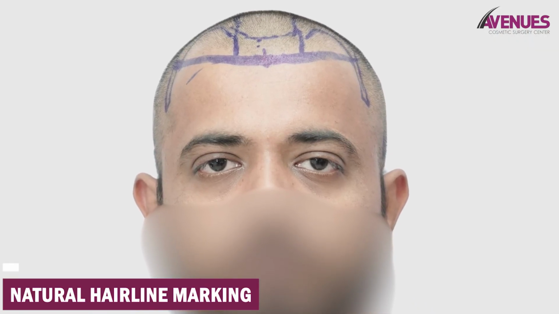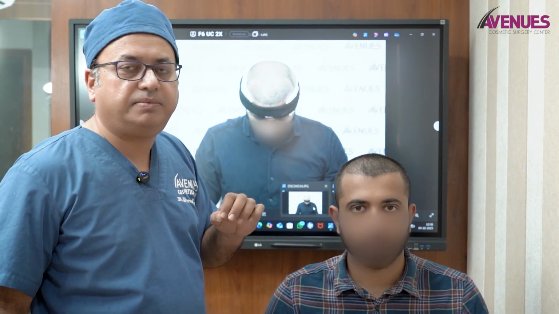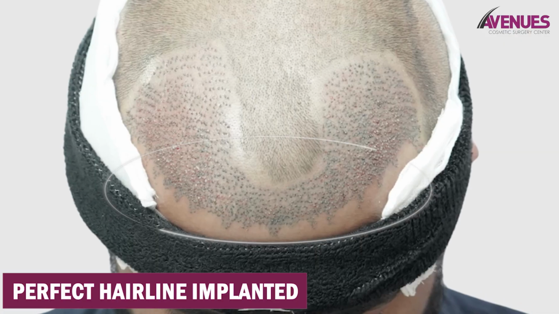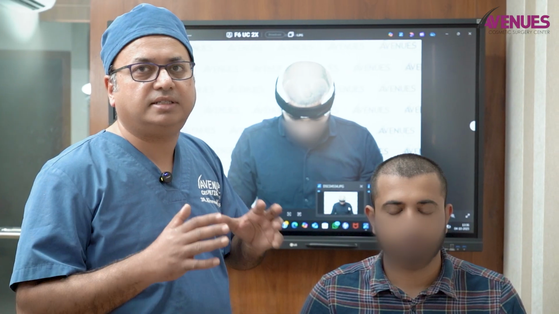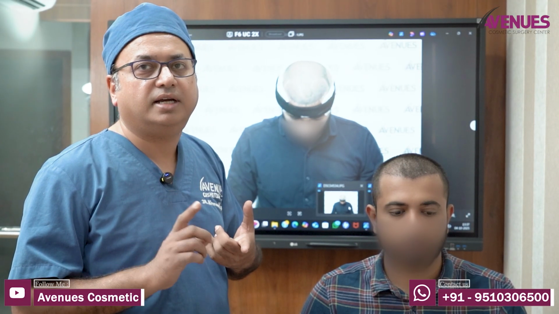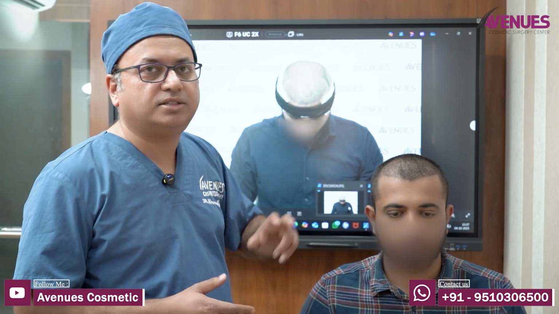If you see, we have made these cuts, these V shapes over here. The V shape is what the normal hairline looks like. It is irregularly irregular. It is made up of singles and it's all pointing downwards. These things are very important because we want to make it look very natural. The hairline has to look natural. The density of this area has to be normal.